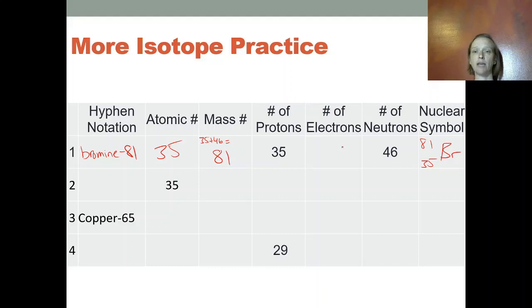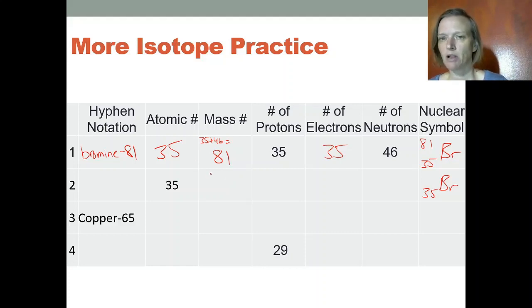How many electrons do I have? I still have just a neutral atom, so protons is still the same as electrons. Second example, I'm given an atomic number of 35. Well, hey, I just looked that up. That's still bromine, so I don't have to look it up again. I'm not given the number of neutrons, and I'm not given the mass. So the only way I can get any information about the mass is using the periodic table.